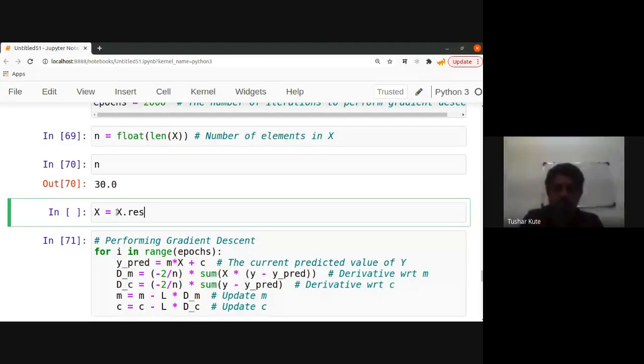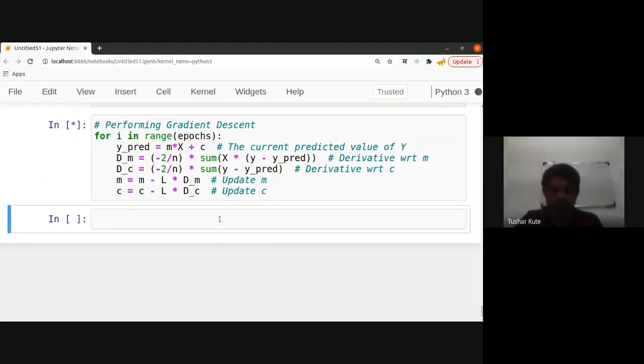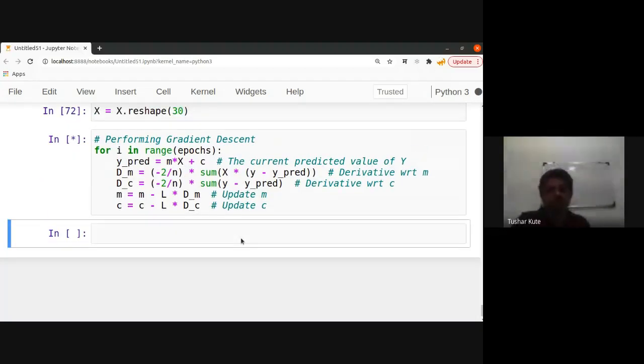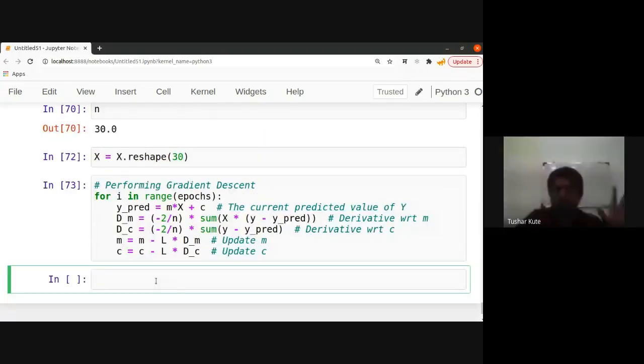I have created y in 2-dimensional fashion, and x in 2-dimensional fashion. So I need to use x in 1 dimension there. So x is equal to x dot reshape 30. Yes, 30 elements are there. So I just converted it from 2-dimensional to 1 dimension. 30 elements are there, and now my task is completed.